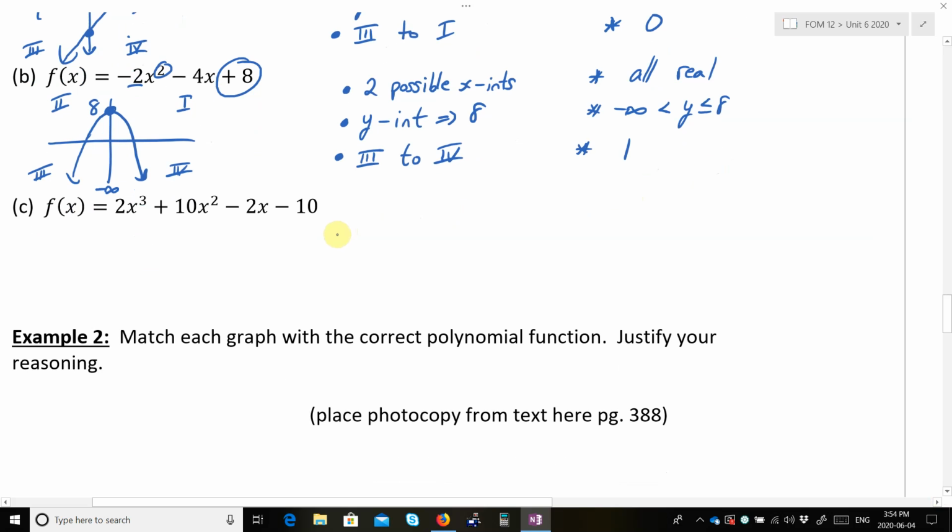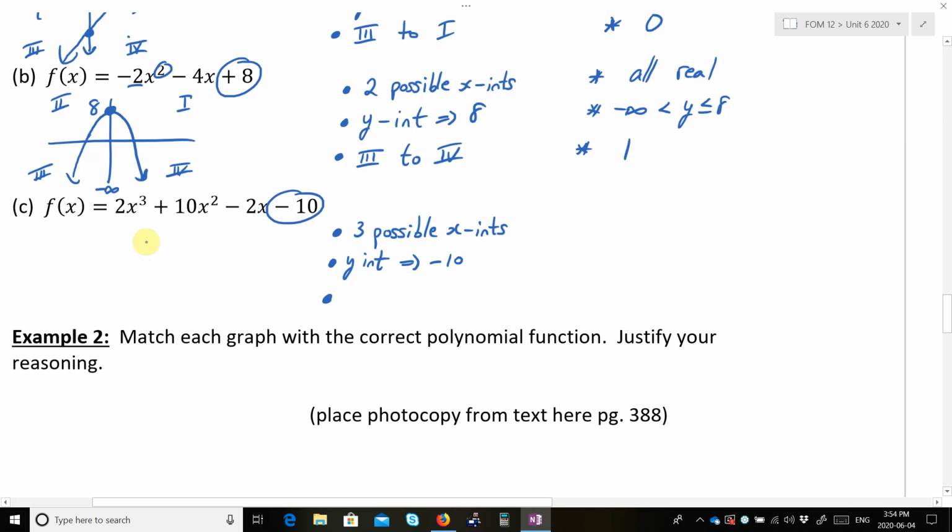And letter C is a cubic. Highest power of x is x to the 3. So the number of possible x-intercepts is 3 possible x-intercepts. The y-intercept is this guy, the constant term, negative 10.